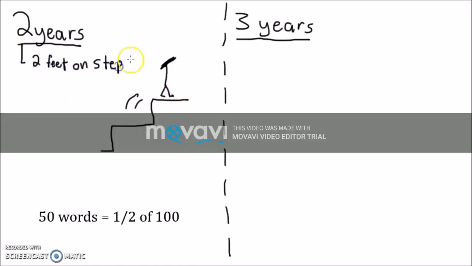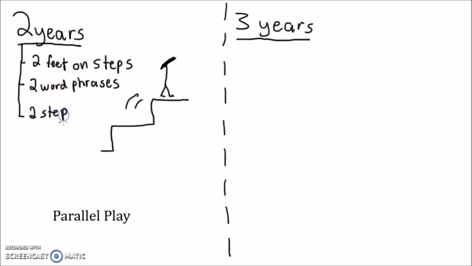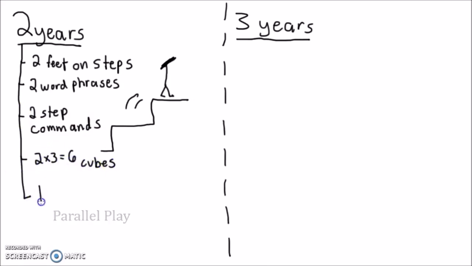They should be able to say at the minimum 50 words, which follows the rules of 2s if you consider that 50 is half of 100. They should also engage in parallel play, which is when children play next to each other, mostly by themselves, but showing interest in the others.